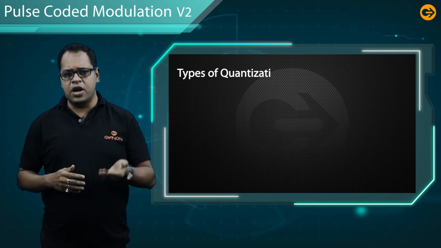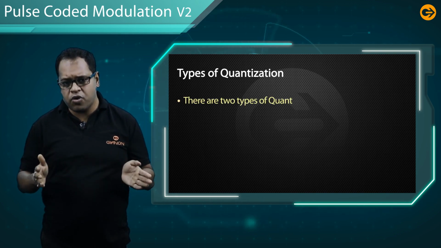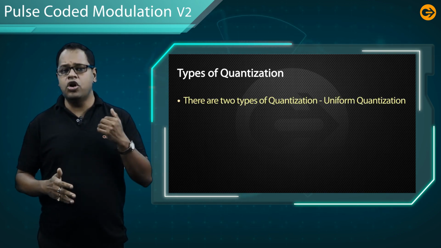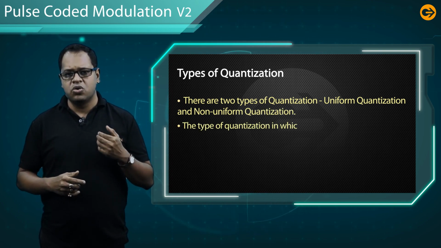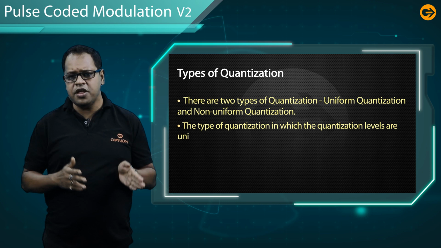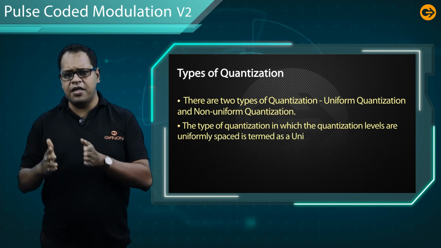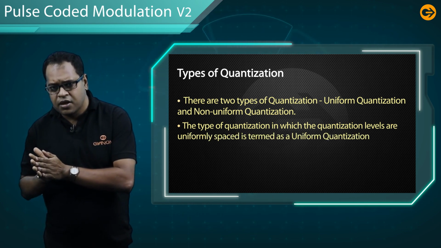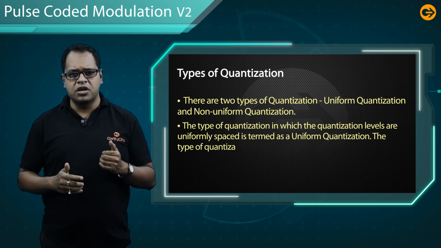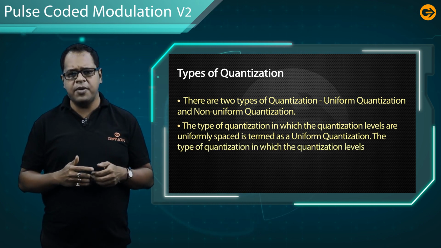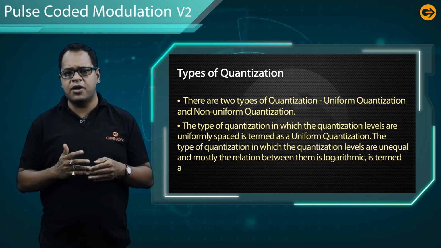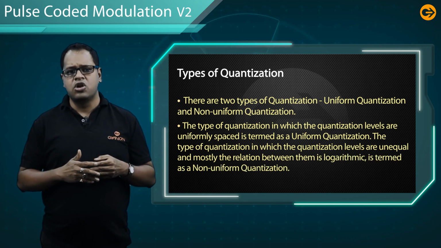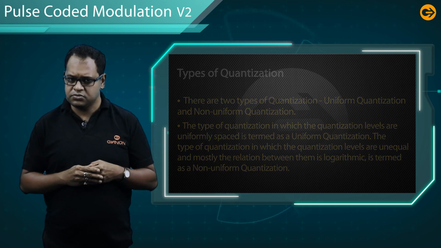There are two types of quantization. One is uniform quantization, another is non-uniform quantization. The type of quantization in which quantization levels are uniformly spaced is termed as uniform quantization. The type of quantization in which the quantization levels are unequal, that means not the same, and mostly the relation between them is logarithmic, is known as non-uniform quantization.